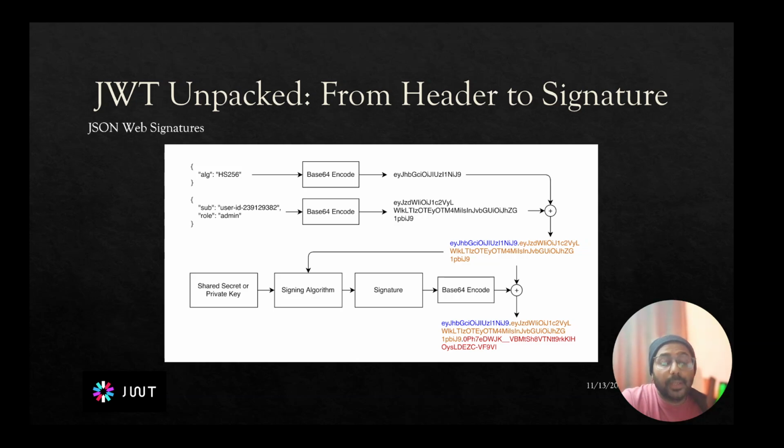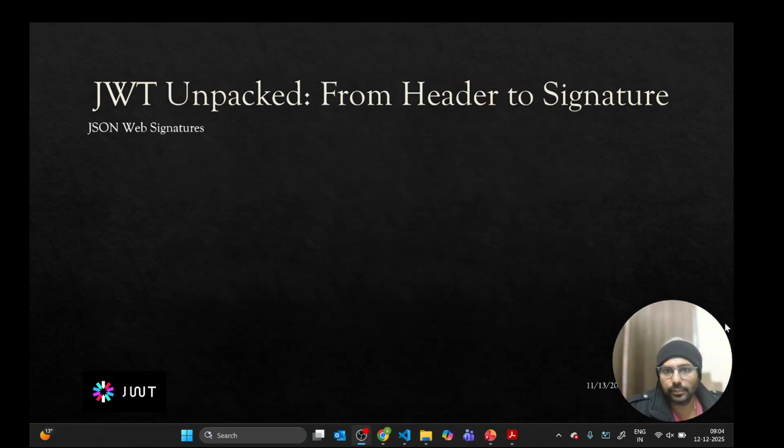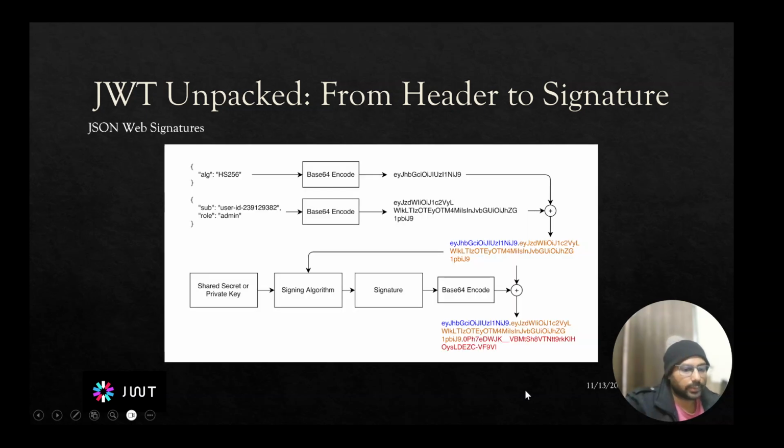So this is the architecture. The JWT token you see is encoded in base 64 format. There is a private key, and the signing algorithm uses your information. So let us understand this diagram, and after that we will actually create a JWT token.